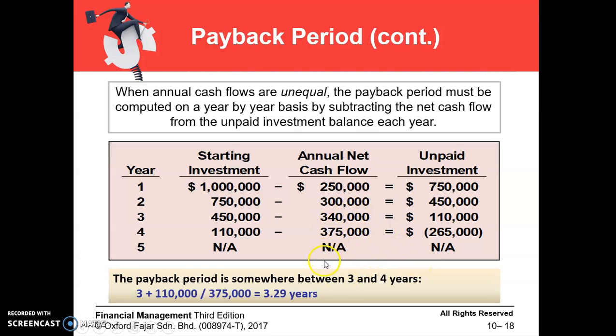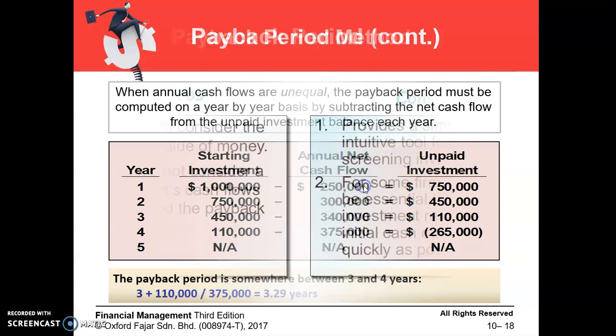So how do you count the payback period when your cash flow is unequal? You determine any unpaid investment. You find out that in year 5, you already cover all the investment. Meaning to say that you can cover within year 3 and year 4. You see? Year 4, you already get the negative unpaid investment. So, year 3, you have to plus 110,000 from year 4 divided by 375,000. Okay, you get 3.29 years, your payback period.